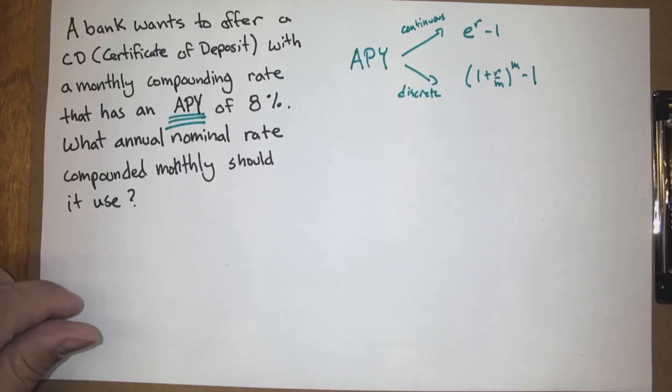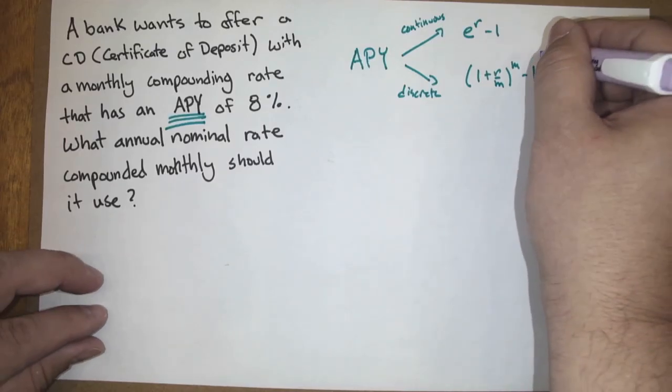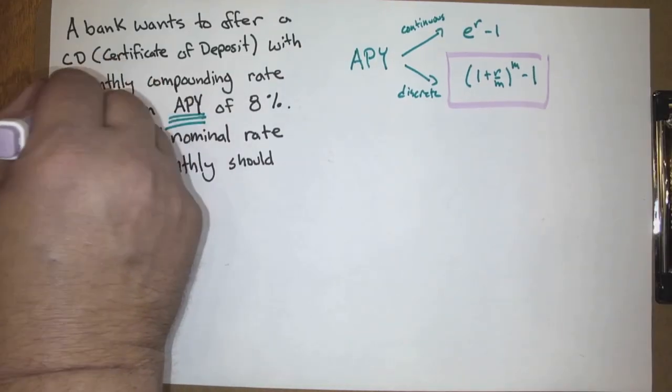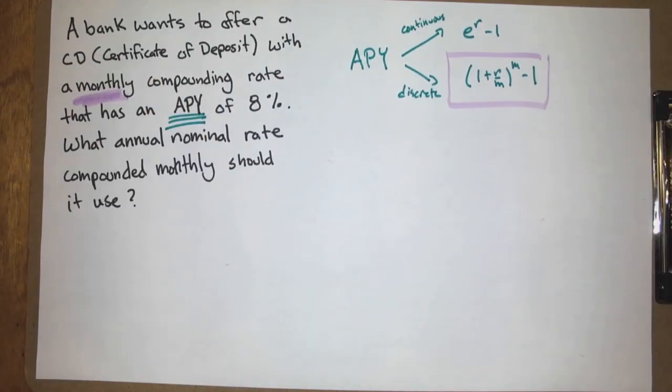We're in discrete, that's correct. What's the one that helps figure it out that we're in discrete? Monthly. Yeah, because it's going to tell you how it compounds. So this is saying it compounds monthly.